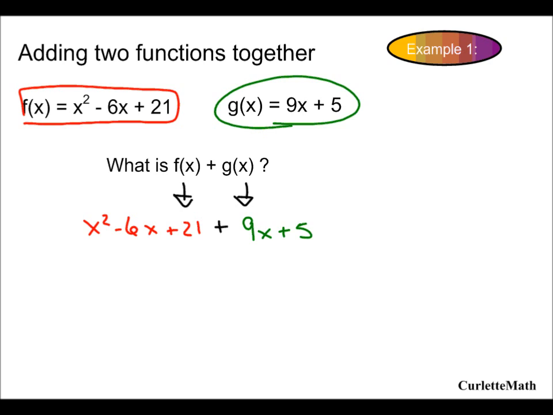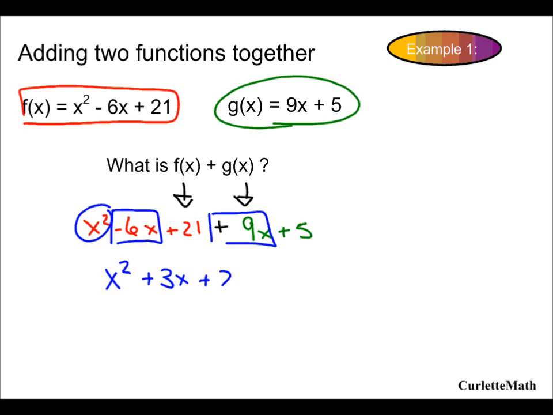Again, we combine like terms. Our x squares, there's no other, so we just have x squared. Well, our x is negative 6x, and 9x gives us a positive 3x. 21 and 5 gives us 26. So our f of x plus g of x will give us a new function of x squared plus 3x plus 26.